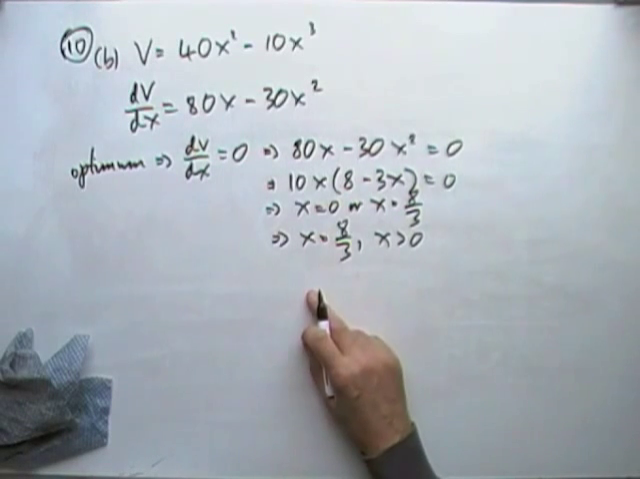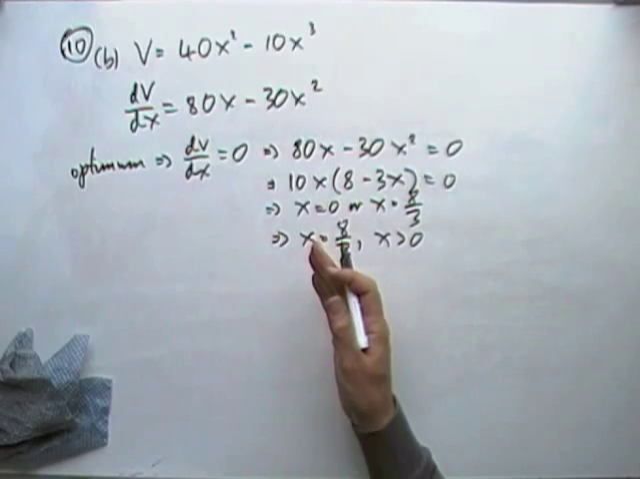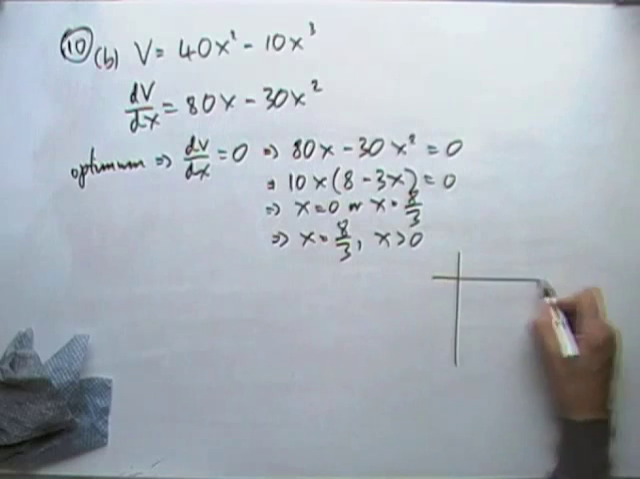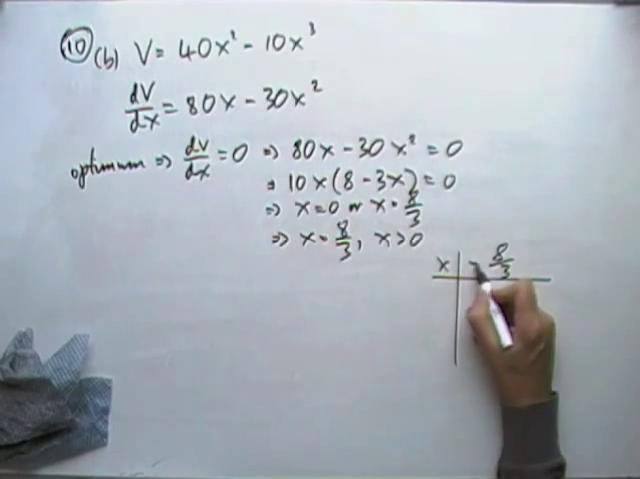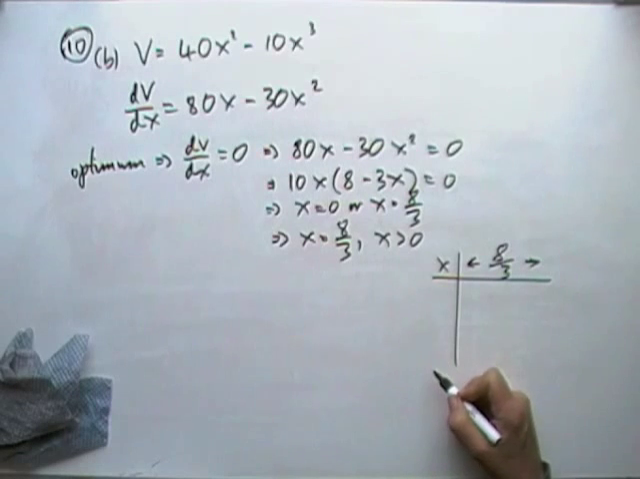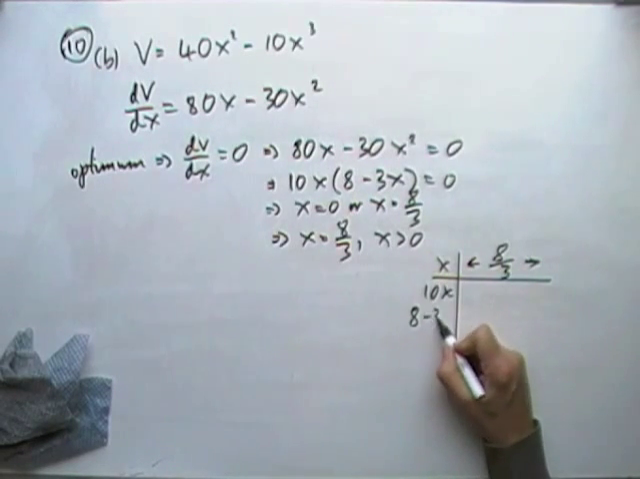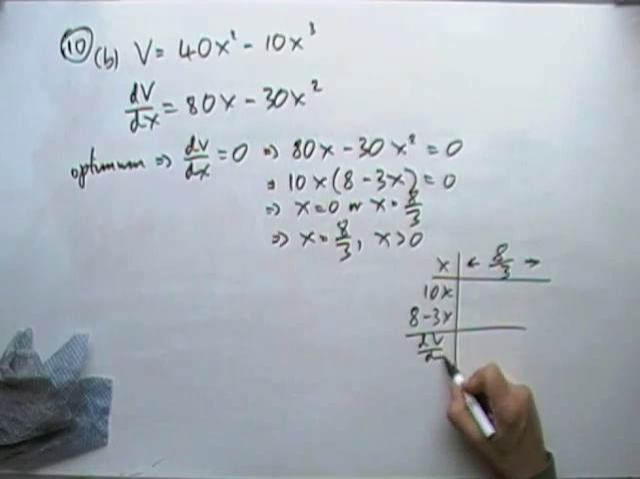Now, the question says the dimensions, but first of all I should check, even though it said maximum volume, that it in fact gives the maximum. So I'll just make up a table here quickly. I'll use a table of signs. I've only got to check 8 upon 3, nothing happened at 0. So something either side of it. I'm not going to put in values, I'm going to put in my factors, so I don't have to do any arithmetic. And then I can get my dV by dx at the bottom.